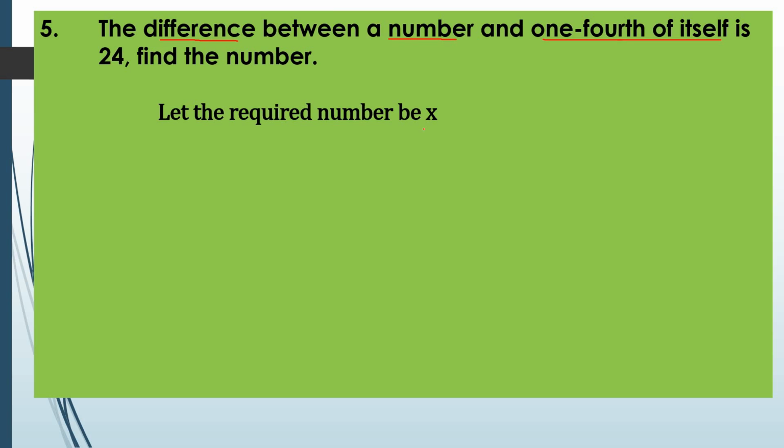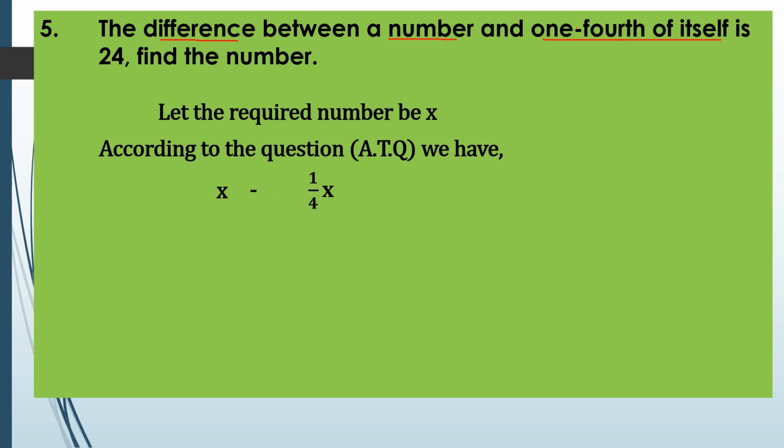This is the number. Now, the difference between a number and 1/4 of itself. So x. According to the question, we have x minus 1/4 of itself, which means 1/4 of x. So 1 upon 4 x. So this is the difference between a number and 1/4 of itself. Is how much? 24. This will be equal to 24. So this is the required linear equation.